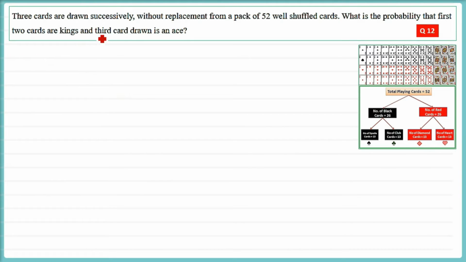Okay, 3 cards are drawn successively without replacement from a pack of 52 well shuffled cards.